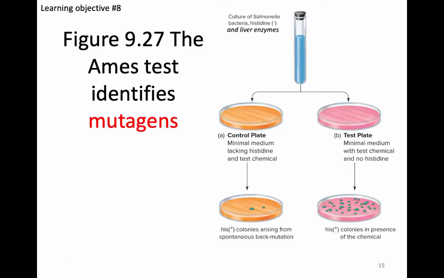So this test is the Ames test, and it's outlined in figure 9.27. So we mix first in a test tube a culture of Salmonella bacteria. These bacteria are auxotrophic, which is a vocabulary word you can look up. And auxotrophic means they're unable to make something essential. In this case, they're unable to make the amino acid histidine. So they're described as histidine minus. We also, in this culture tube, would mix liver enzymes, which will take the chemical we're testing, break it down into metabolites. So we're testing the chemical and all of its metabolites for mutagenic properties.